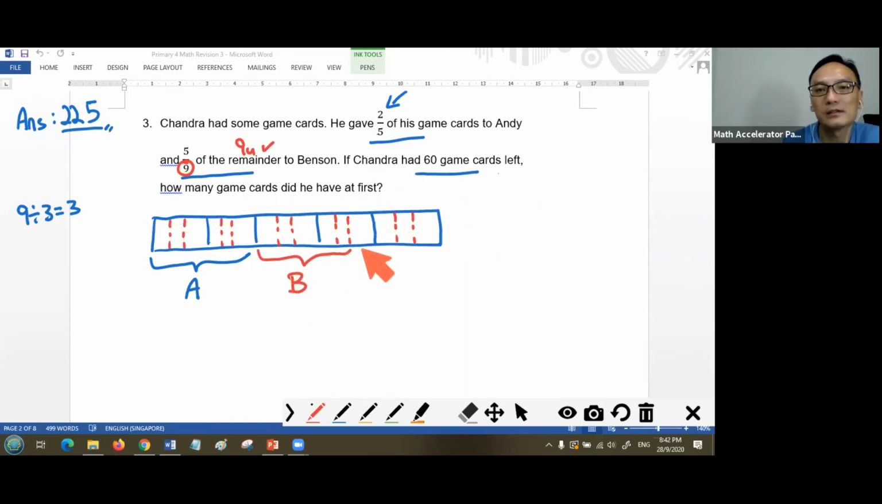So Chandra has 60 cards left. This is 60. Can you tell me how many units there are for 60? How many units? Right, thank you, Amelia. Thank you, Renee. So we have 4 units over here, right? 4 units. So 4 units is 60. How do I find 1 unit?